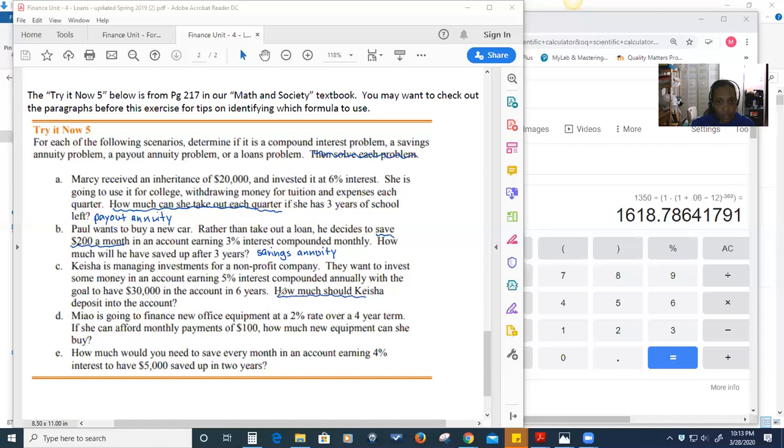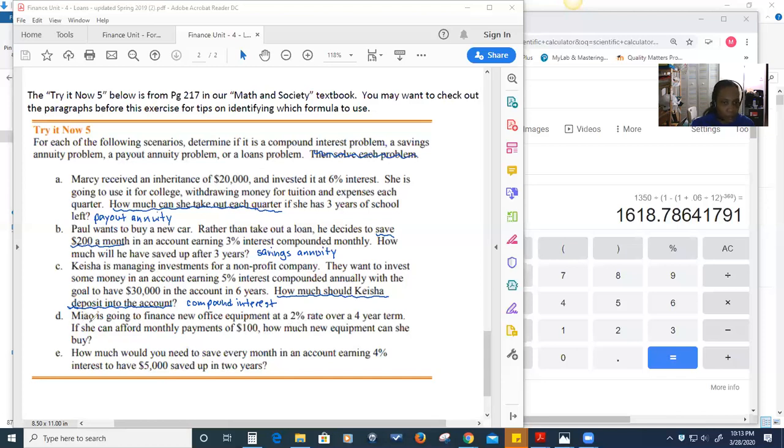Compounded annually, but notice here, how much should Keisha deposit? This sounds like she's just making a one-time deposit. If it's a one-time deposit, then you're just using the regular compound interest formula. Okay?